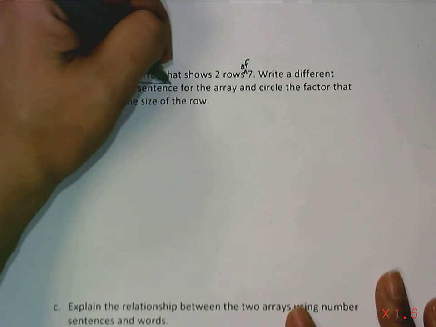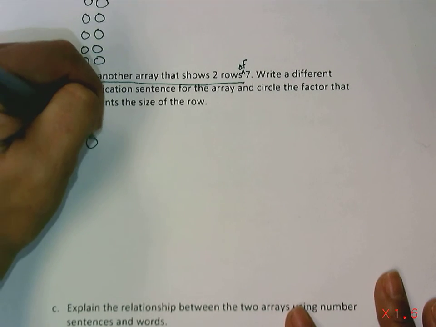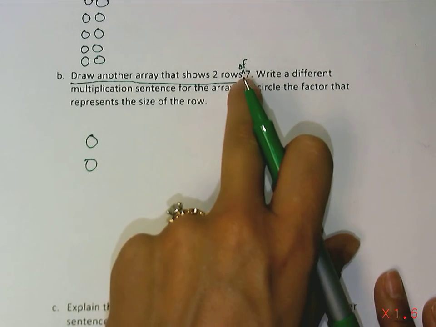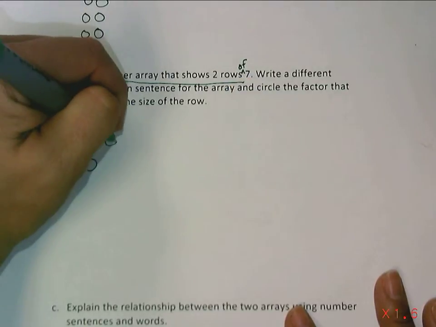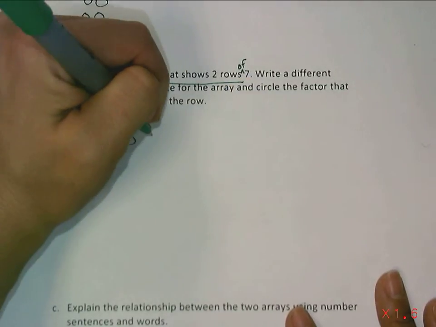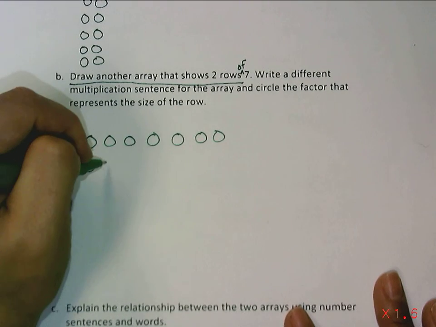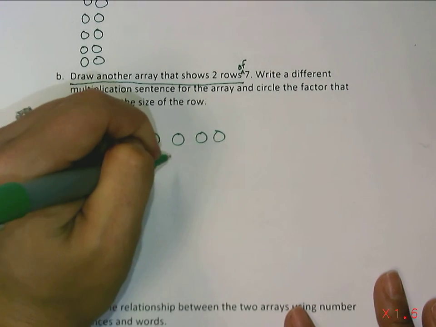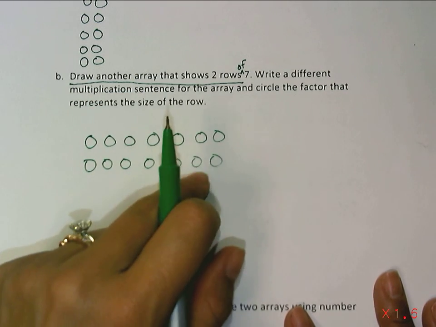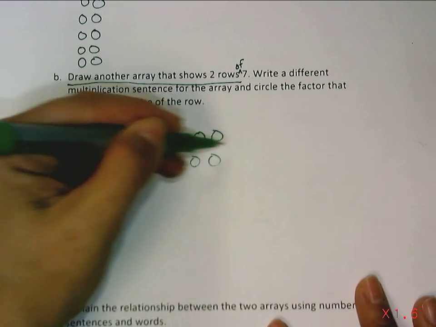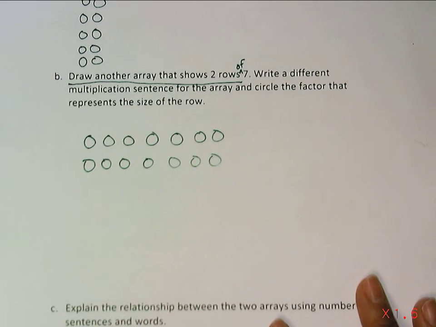Draw another array that shows 2 rows of 7. Okay, so now I have 2 rows. 1, 2. How many are going to be in each row? 7. So 1, 2, 3, 4, 5, 6, 7. 1, 2, 3, 4, 5, 6, 7. Now I have 2 rows and there's 7 in each row.